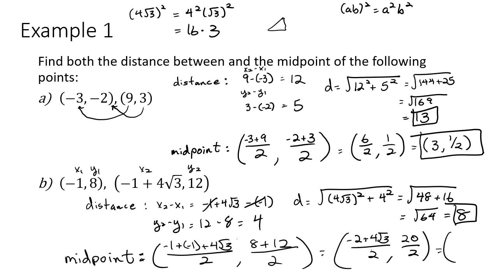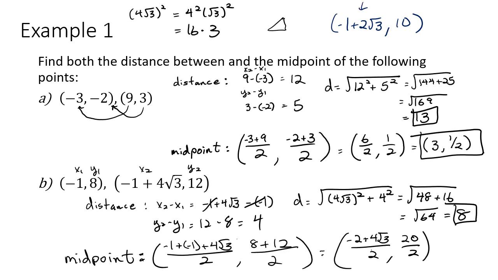And then the last thing we can do here is reduce this fraction on the left a little bit, because 4 is divisible by 2 and 2 is divisible by 2. So we can reduce this fraction to give us a -1 plus, in fact, let me write this somewhere else to get a little bit more space. I'm going to put it in the top right corner. That would give us a -1 plus 2 square roots of 3 for the x value, and for the y value, 20 divided by 2 is just 10.